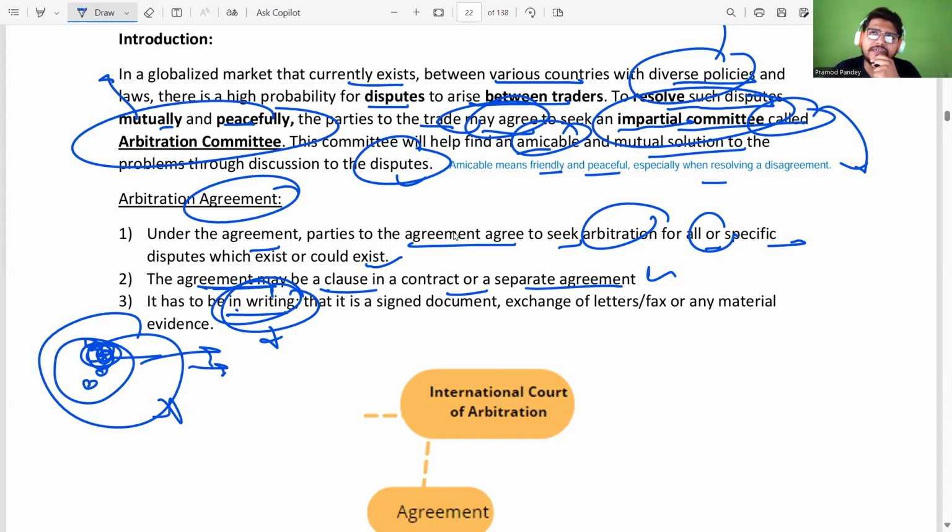First thing. Second thing is that it could be possible that you have not agreed, but later on you want to go, which is also possible. But if you are going to include this in the agreement, it should be in writing. That is a signed document, exchange of letters and fax, or any material evidence, right? By exchange, it means both parties should know that there is an agreement, and inside the agreement the arbitration process becomes applicable.